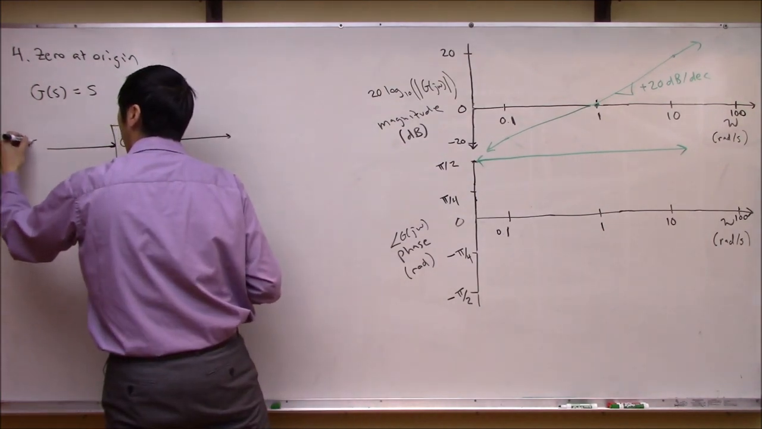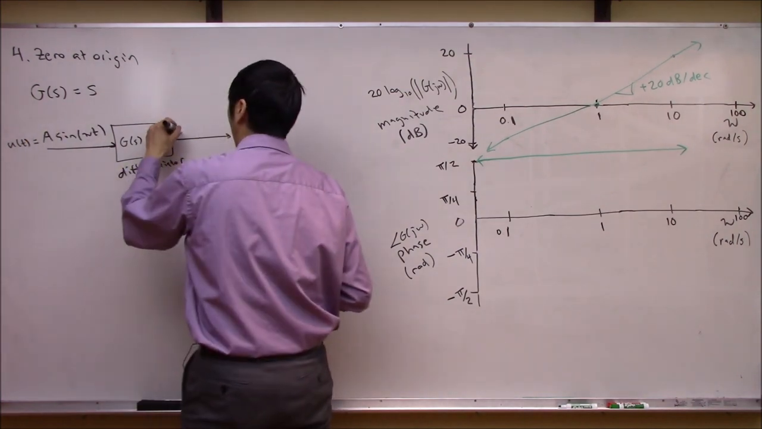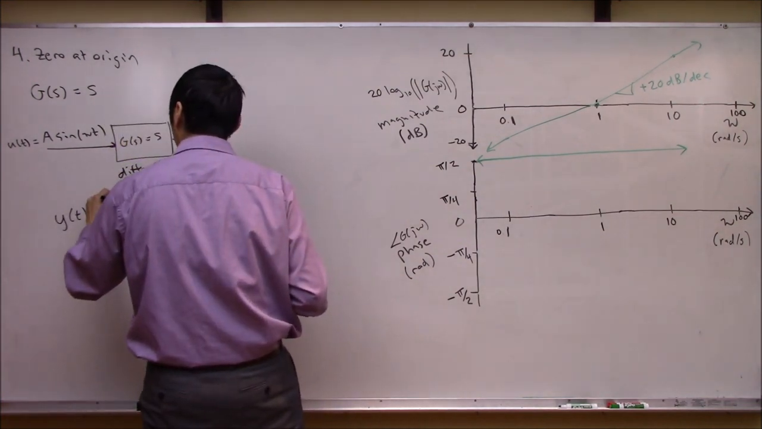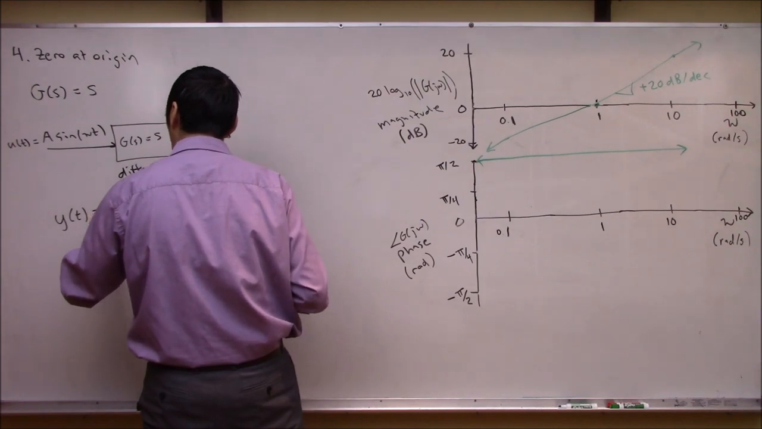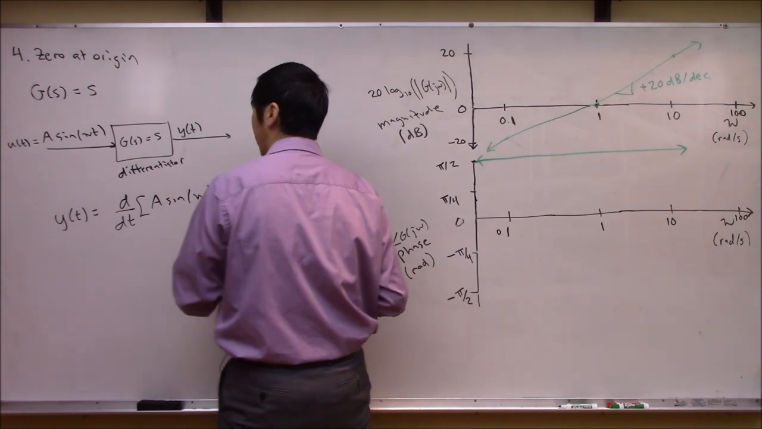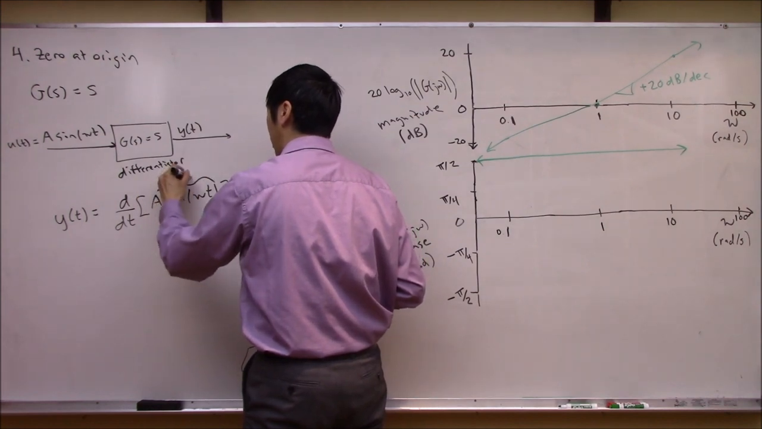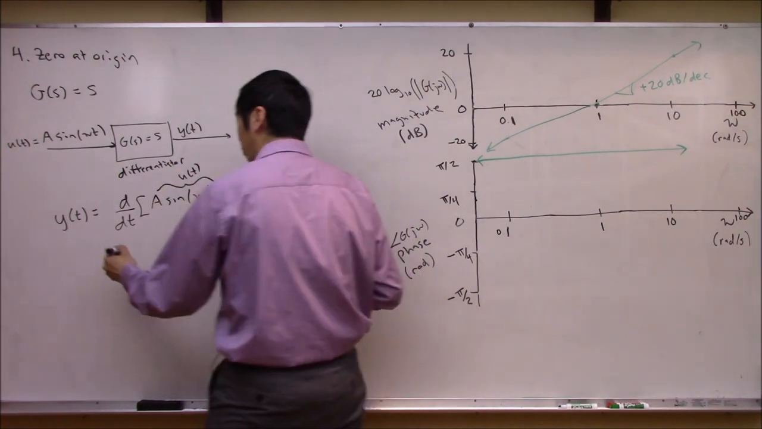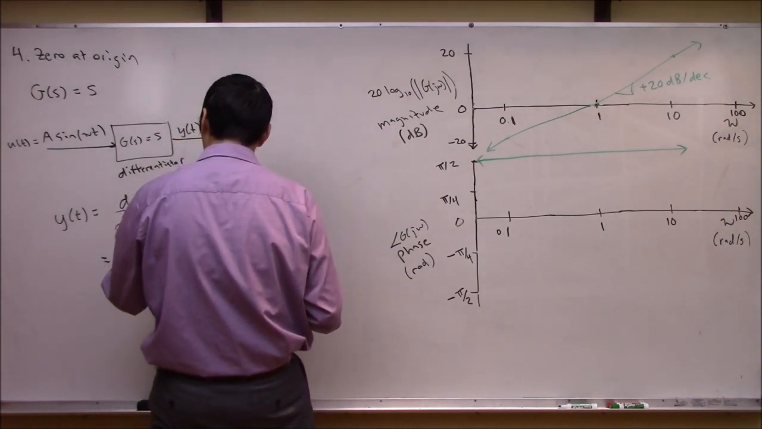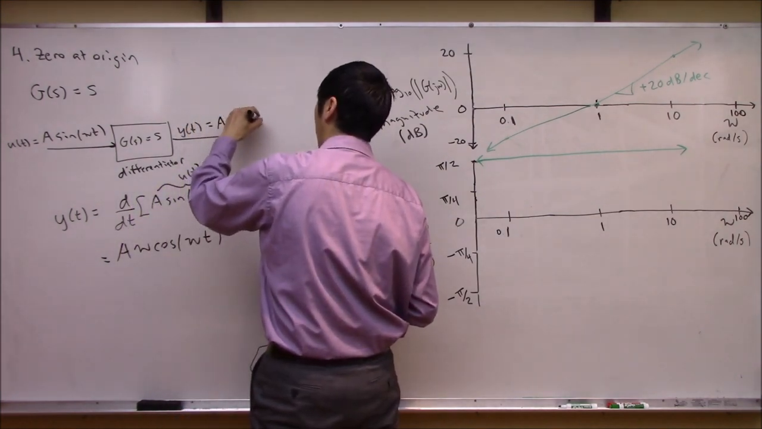So the input that we put in, with our frequency domain analysis, is a sine omega t. The relationship is that the output is just the derivative of the input with respect to time. That's what the transfer function does, and that's how it computes the output given the input. This was our u of t. So you take its derivative, and what do we end up with? This is just a omega cosine omega t, so coming out as a omega cosine omega t.